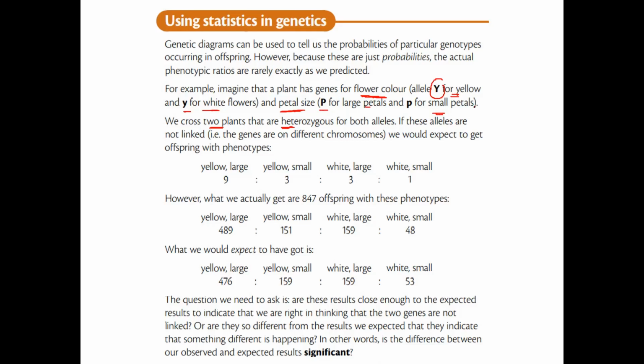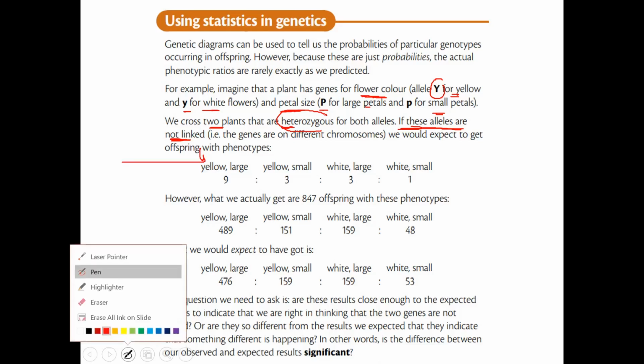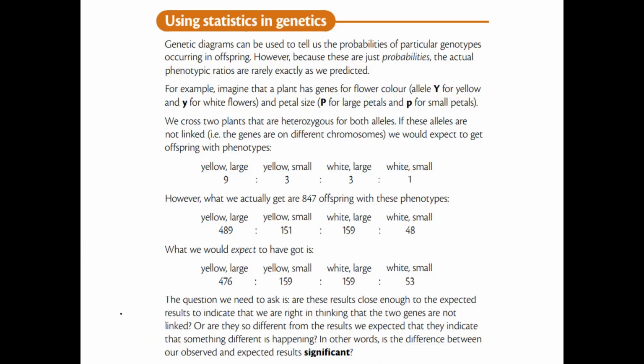ठीक है. So जब two plants are crossed which are heterozygous for both the alleles, ठीक है, and if the alleles are not linked, remember, when they're not linked, it means chromosomes या जो genes हैं basically they're on different chromosomes. ठीक है. Then we expect to see offspring with this phenotype. So remember, this is what we are expecting in meiosis, right? Because we are assuming कि जब हम ये cross करा रहे हैं, these जो genes हैं, they are not on the same chromosome, they are not inherited together.